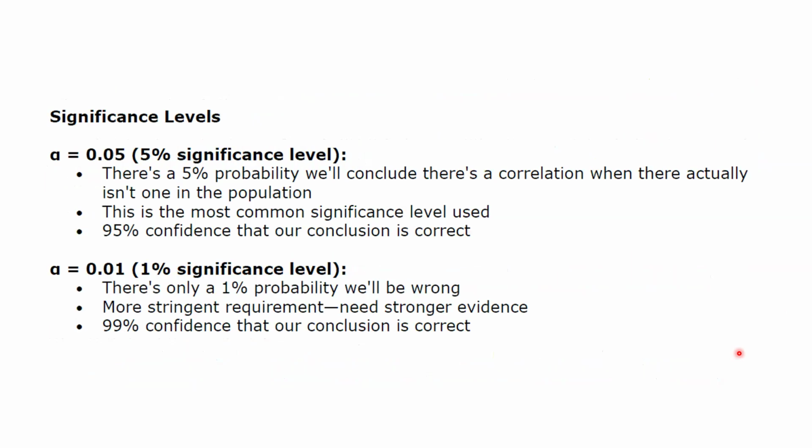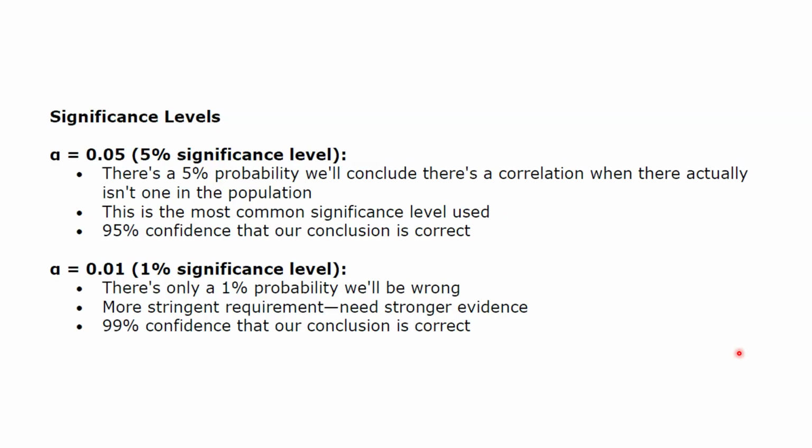So there are two common significance levels. The first one is alpha equals 0.05, or the 5% significance level. This means that there is a 5% probability we'll conclude there's a correlation when there actually isn't one in the population. This is the most common significance level used. It gives us 95% confidence that our conclusion is correct.